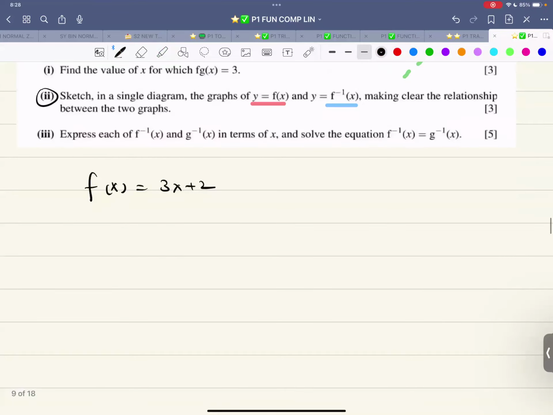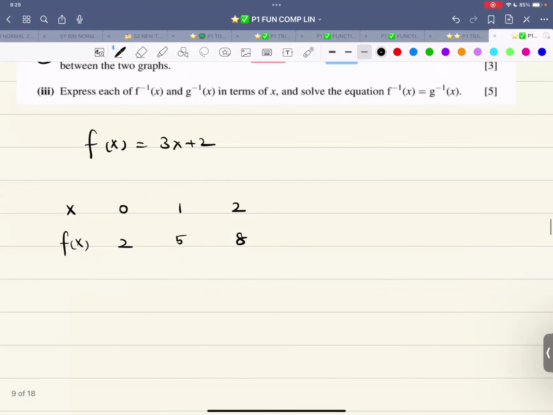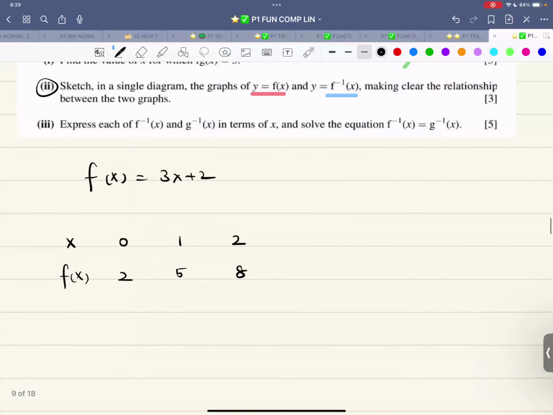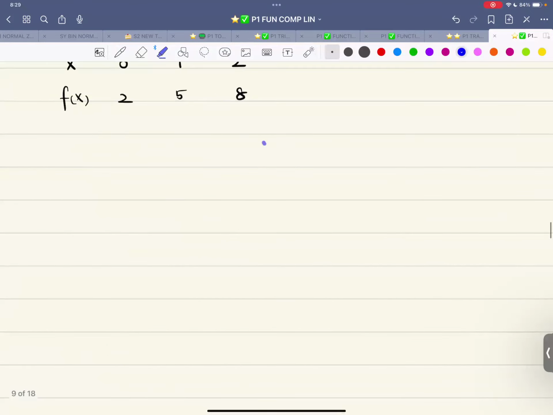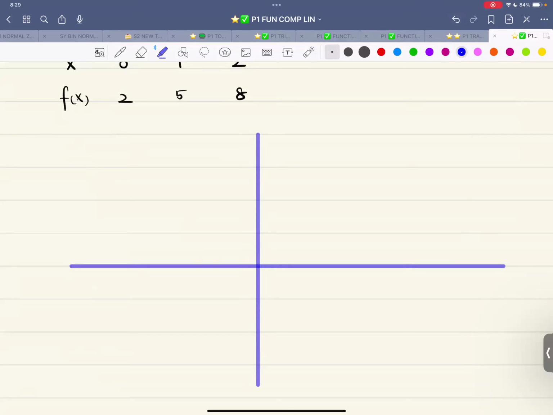Just use some values, x and f(x). If I choose 0, I get a 2. If I choose 1, I get a 5. If I choose 2, 3 twos are 6, 6 plus 2 is 8. These are the 3 different values. And if I am interested in the expression for f inverse, that is coming later on, that I can do later on. But right now, what I can do is that I can just draw a grid. Hold for a second. I'll just draw this grid. I can draw the line in green color.